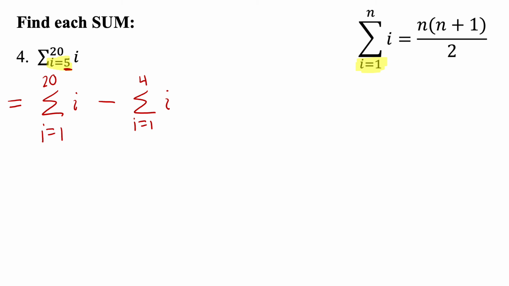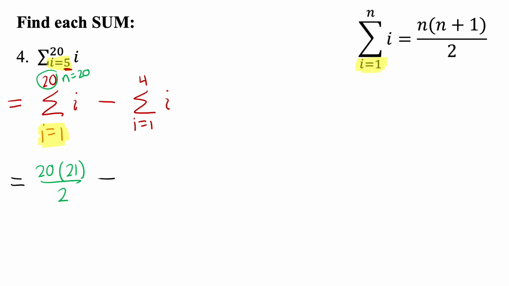So now we have two separate summations. In our first summation, we have i equals 1, so now we're good to use the formula. And in this one, n is equal to 20. So plugging into our formula, this is equal to n, which is 20, times n plus 1, which is 21, over 2.